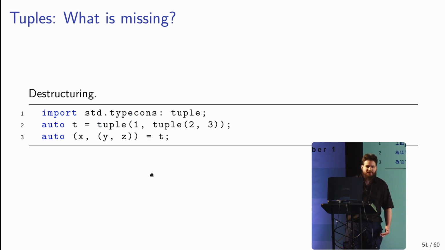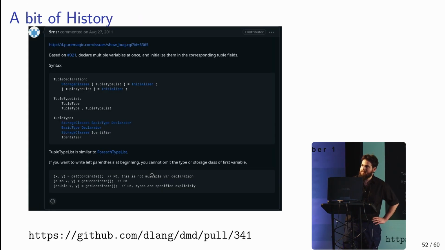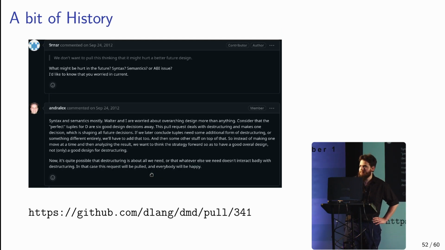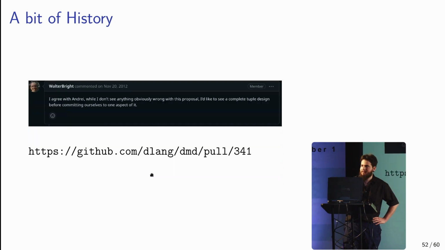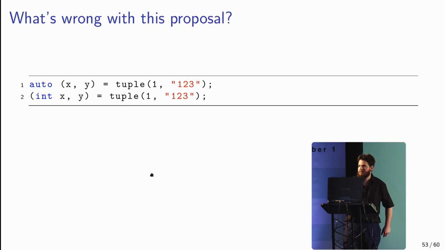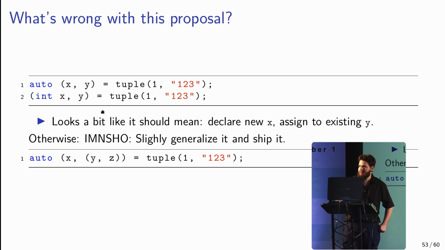But we can opt for the next best thing, which is destructuring. And actually, there was a pull request in like 2011 that implemented destructuring. It was never pulled, and basically the issue was, well, we need the full tuple design. Otherwise, this may restrict us too much. So the only thing I think that's wrong with this proposal is that this looks weird. Otherwise, I would say slightly generalize this and ship it now.